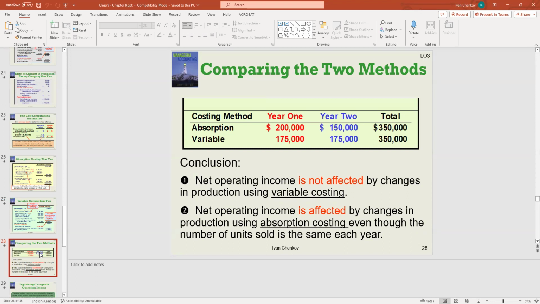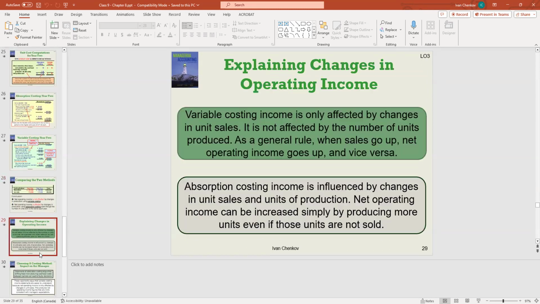So the conclusion will be the net operating income is not affected by change in production using the variable costing. Net operating income is affected by changes in production using the absorption costing, even though the number of units sold is the same each year. So, the explanation of the changes is the variable costing income is only affected by the changes of units of sales. It's not affected by the number of units produced.